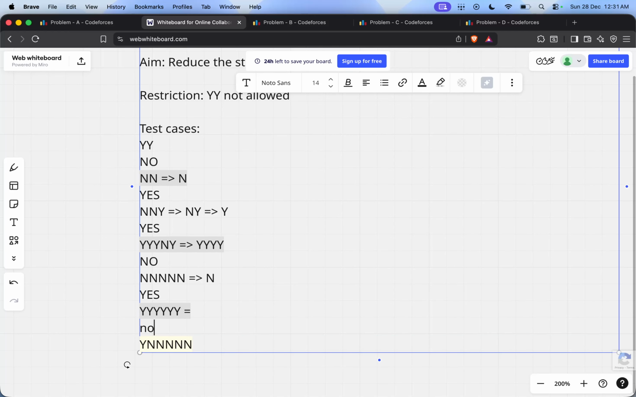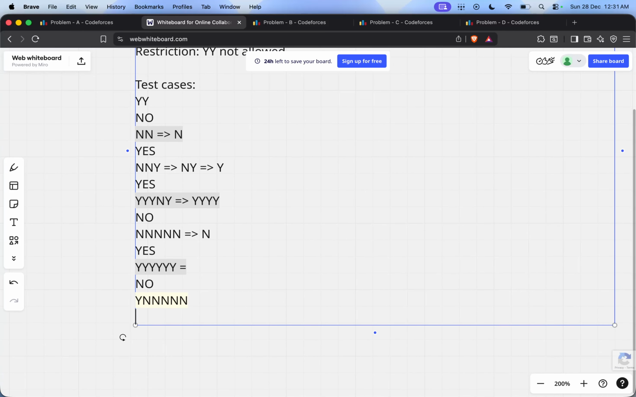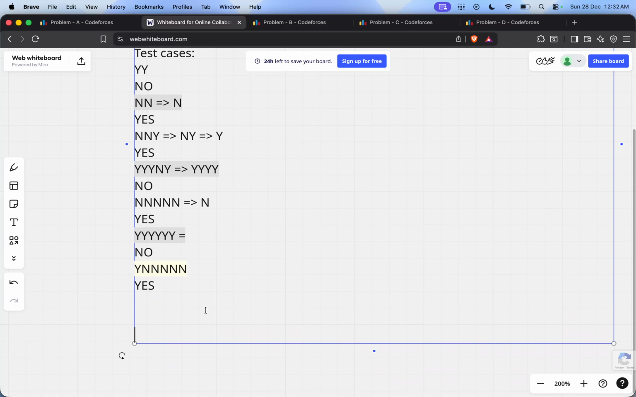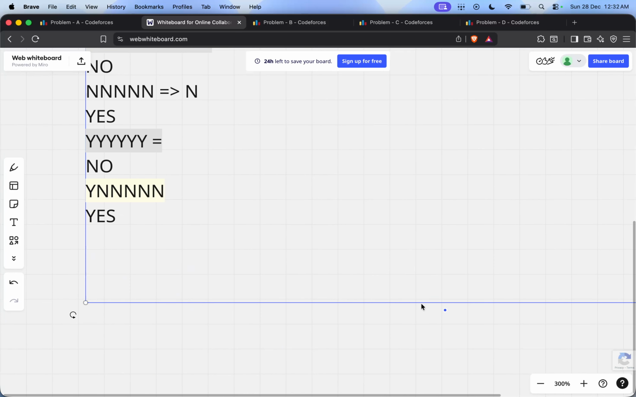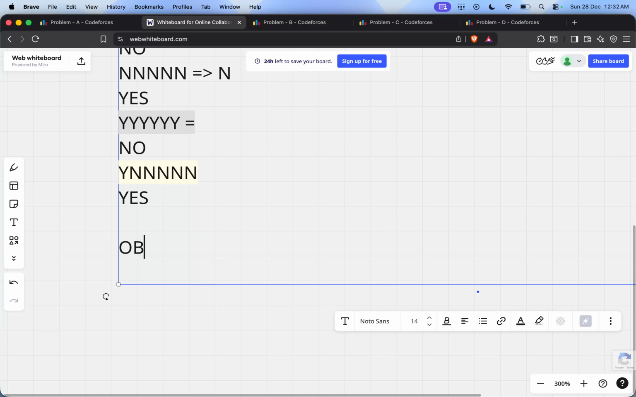So the answer is no. Now for this particular test case, whatever operation you apply, just a single N will be reduced. After each operation the count of N will be reducing, and after the appropriate number of operations, a single Y will remain. So the answer is yes. What are our observations with the help of all this analysis?